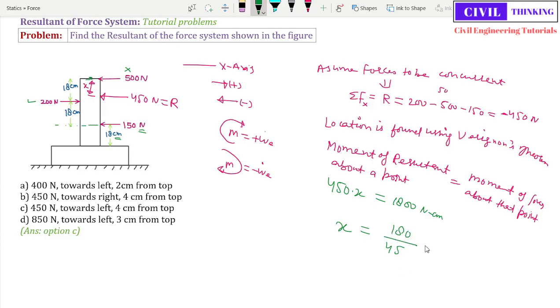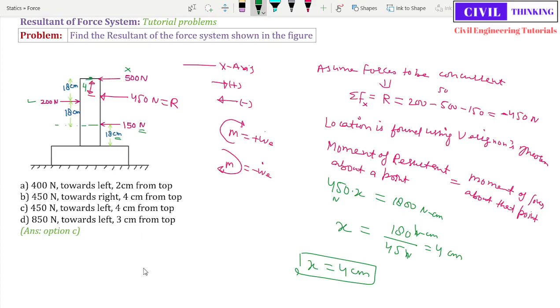How much is it? For what? Centimeter, right? Because 180 is Newton centimeter. This 450 was in Newton, right? 450 is the resultant. So it is 180 Newton centimeter divided by Newton, right? This Newton and Newton will cancel out. We are left with centimeter. So we found x to be 4 centimeter. So it is at a distance of 4 centimeter from the top.